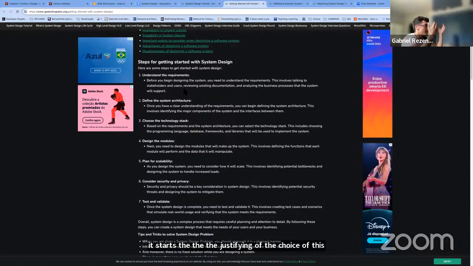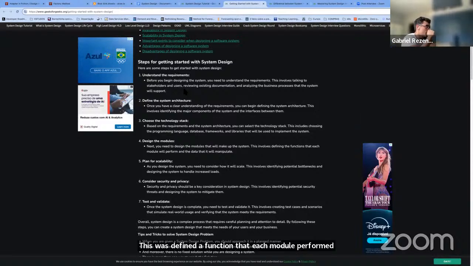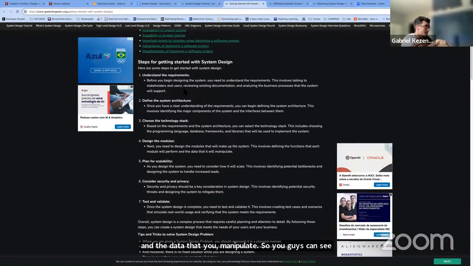So the next step is design the modules. So next you need to design the modules that will make up the system. This will define the functions that each module will perform and the data that you will manipulate. So you guys can see that we go deeper while you are going through the steps. So designing modules is more related to the functionality of the system.